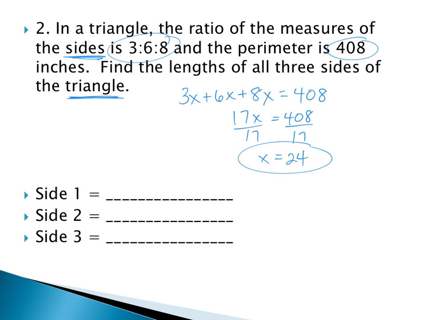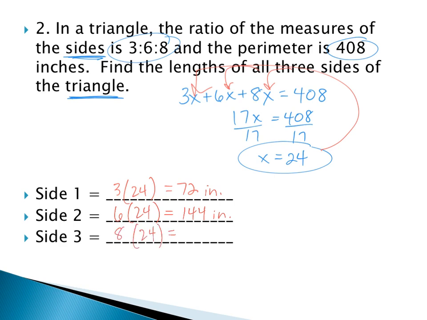So remember, at this point, you take your answer and you plug it in for the x's in all three spots. So the first one is going to be 3 times 24, which is 72 inches. The second one is going to be 6 times 24, which is 144 inches. And then the last one is 8 times 24, which is 192 inches. And then you could check, do they actually add up to 408? They should.